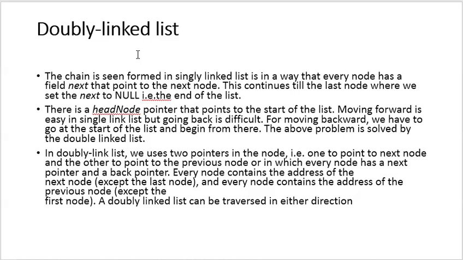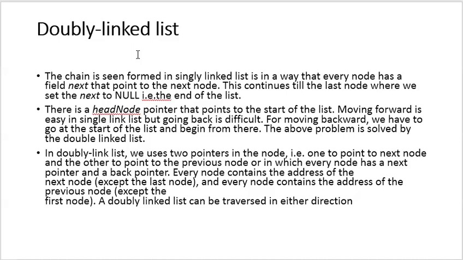This is telling about the singly linked list, where all the nodes are connected with each other with one pointer, next to it. The last node of a singly linked list has its pointer pointing to null, as there is no other node after that. But there is a head pointer that points to the start of the list.